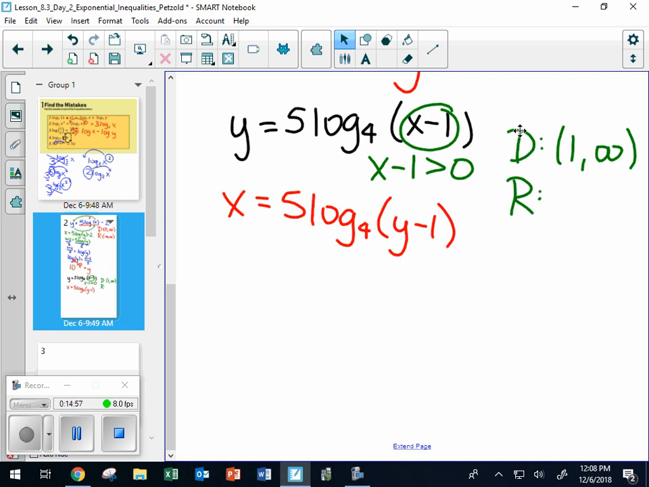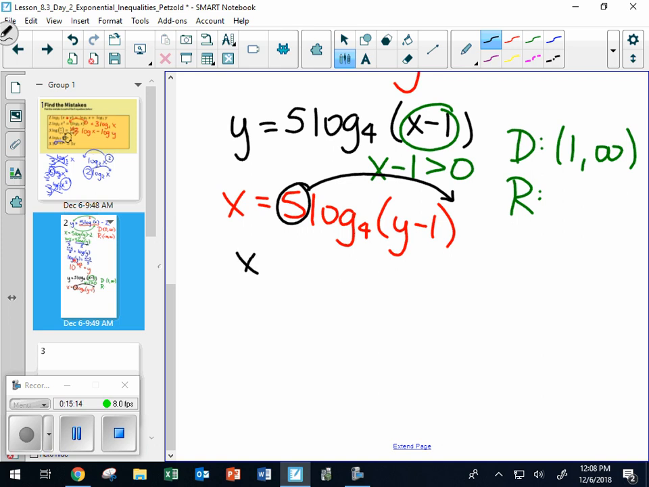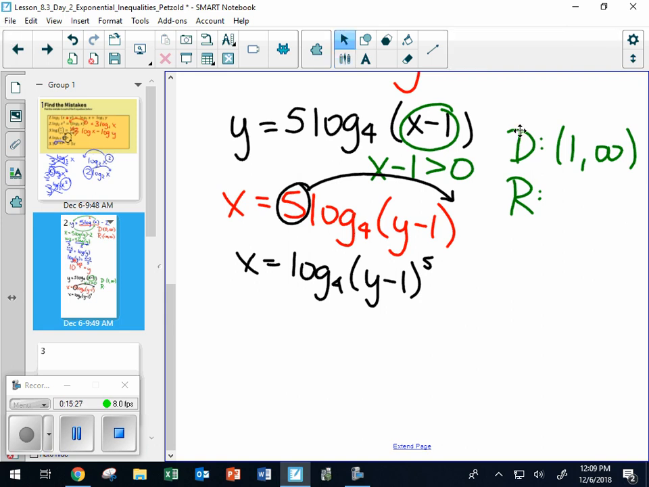For the next step, you move this over here. Okay, that's a solid step. So we are left with log base 4 of y minus 1 to the 5th power. From here, we're in logarithmic form now, right? So if we just put this in exponential form, all of our problems will be solved.